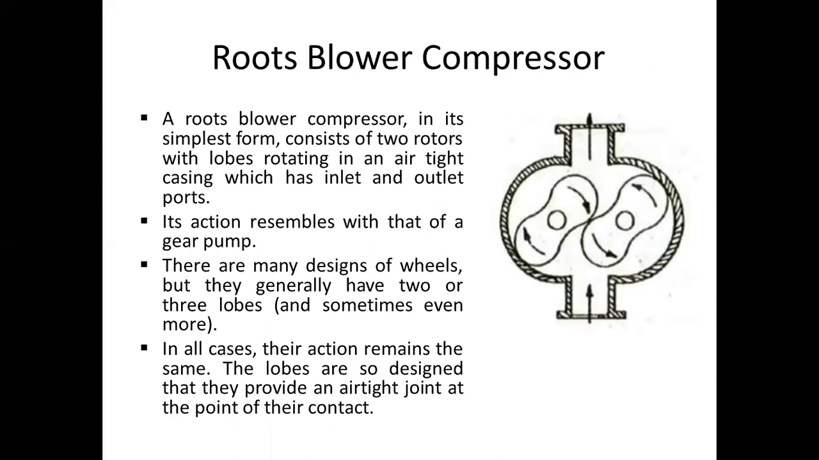Roots blower compressor. A Roots blower compressor in its simplest form consists of two rotors with lobes rotating in an airtight casing which has inlet and outlet ports. Its action resembles that of a gear pump. There are many designs of wheels, but they generally have two or three lobes. In all cases, their action remains the same. The lobes are so designed that they provide an airtight joint at the point of their contact.